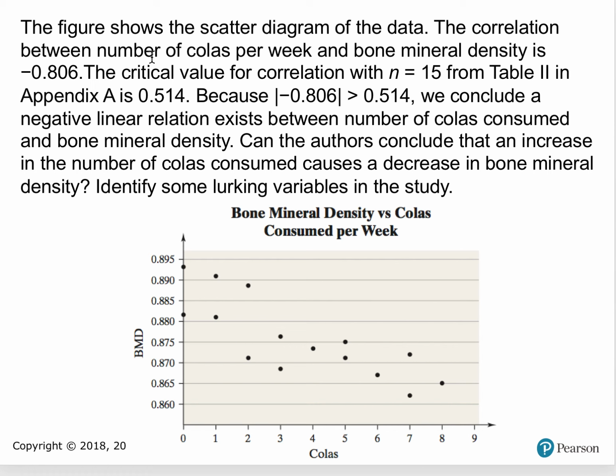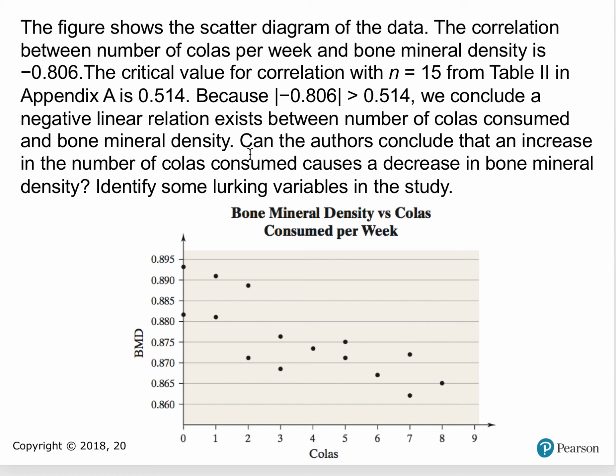So the figure shows the scatter diagram of the data. The correlation between number of colas per week and bone mineral density is negative 0.8. The critical value from the table is 0.5. So 0.8 is greater than 0.5. So we can conclude there's a negative linear relation. We can see it on the chart, and we can verify it through that Pearson's R.